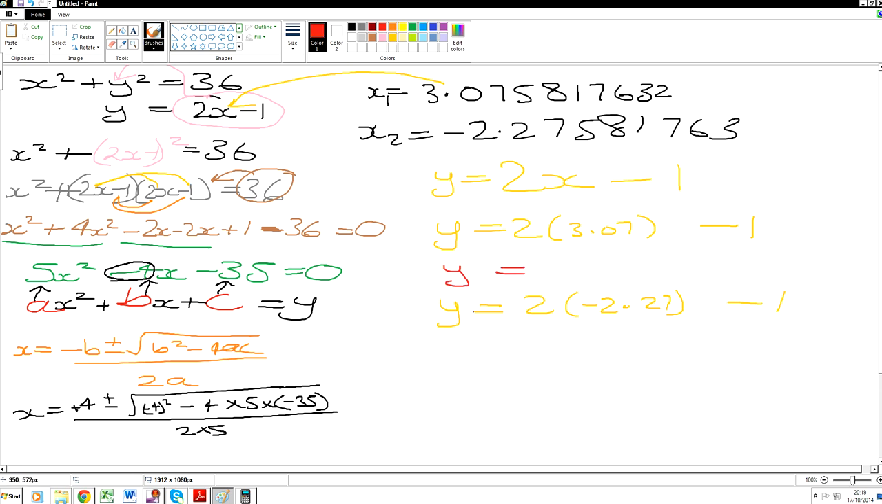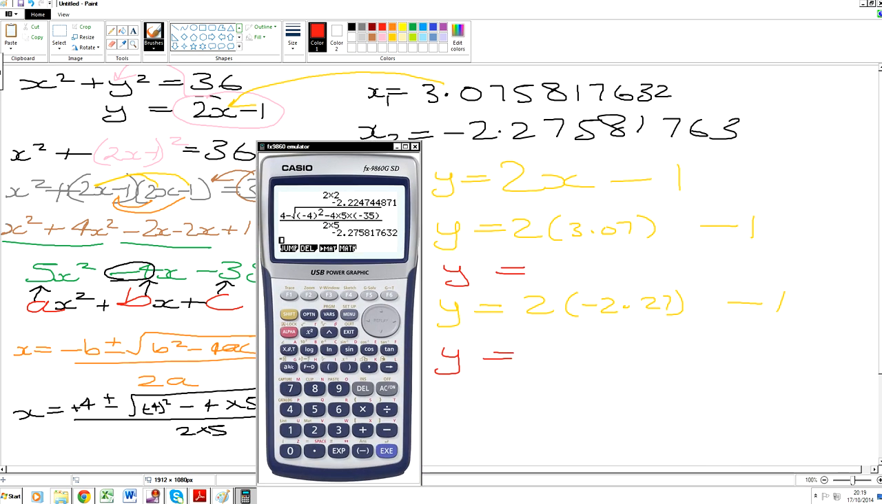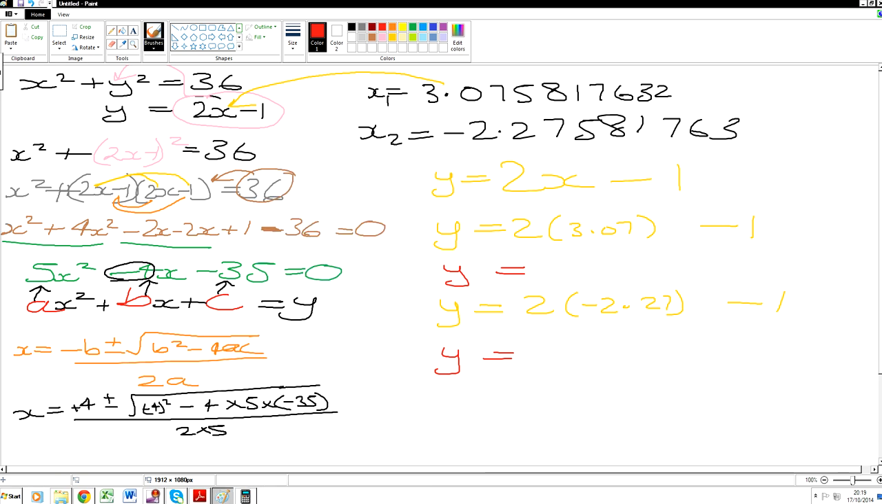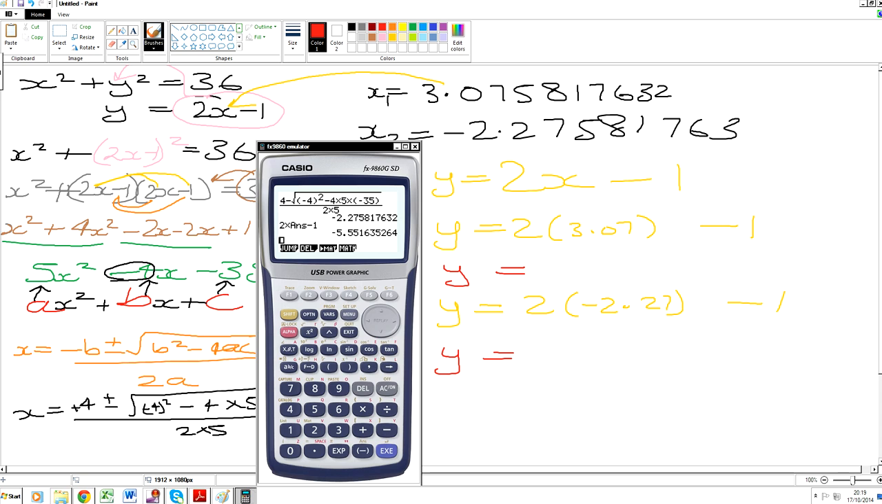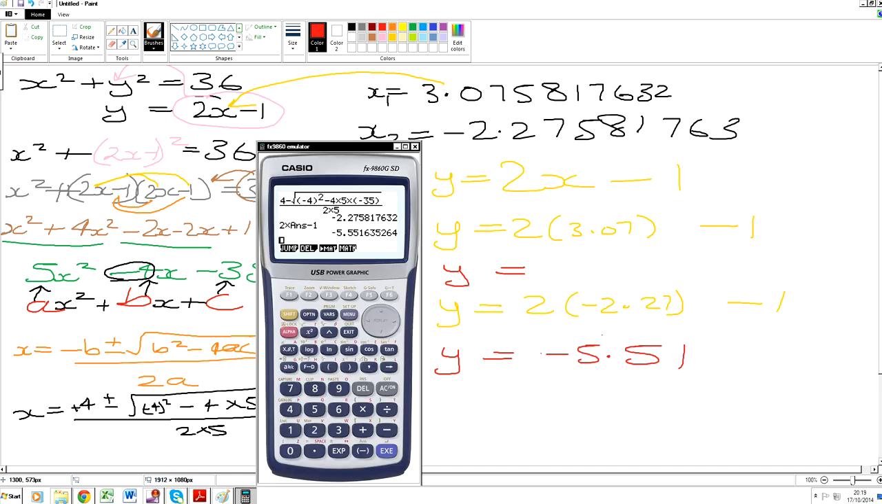So y is equal to and y is equal to. So we're going to use our calculator to work out those values. So let's have a look. So 2 times the previous answer, shift, answer, and then minus 1. So when we use the negative value, what do we get? Whoops. Disappearing. What do we get? Minus 5.51, yeah? Is that right? Yeah. Minus 5.5163.